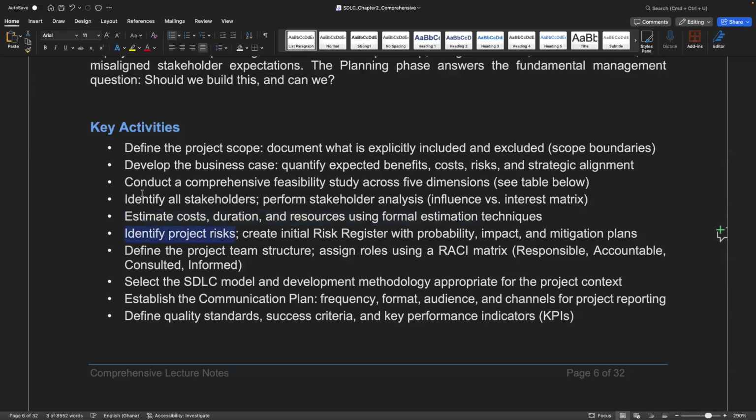So these stakeholders are the customers. Then you define the project team structure, who and who are the roles. You define the model and the development methodology. Then you establish the communication plan. How do you guys meet? Do you have a channel that you guys meet? How many times do you meet within a certain period? And the channel for reporting. Then you define the quality metrics and the key performance indicators.